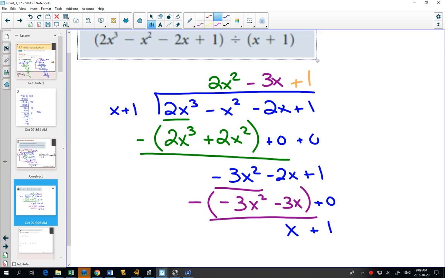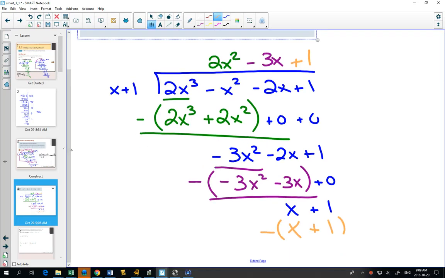1 times x would be x. 1 times 1 would be plus 1. Put it in brackets and subtract. And what do we get? 0.